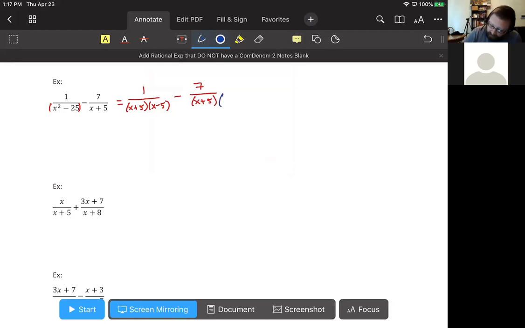So our second fraction needs to be multiplied by x minus 5 in order to get a common denominator, top and bottom. So that would turn this into 1 over x plus 5 times x minus 5, minus 7 times x minus 5 over x plus 5, x minus 5.